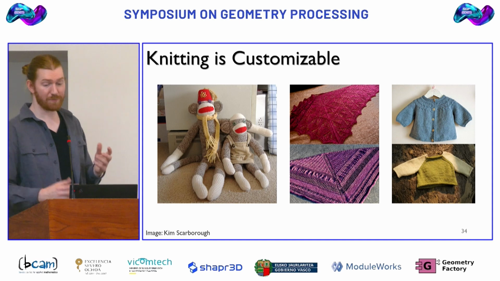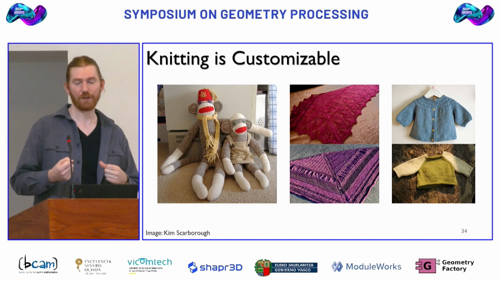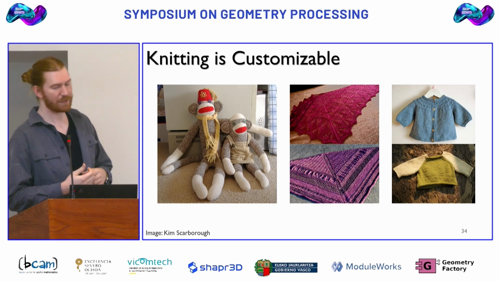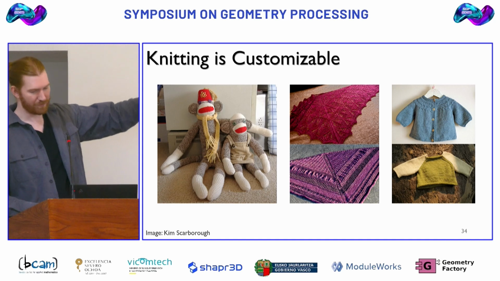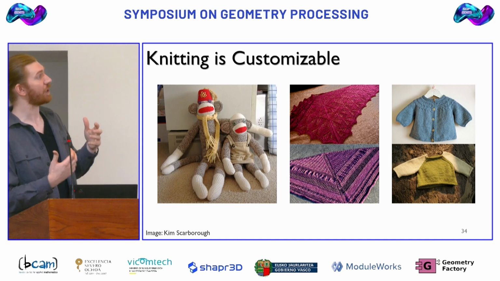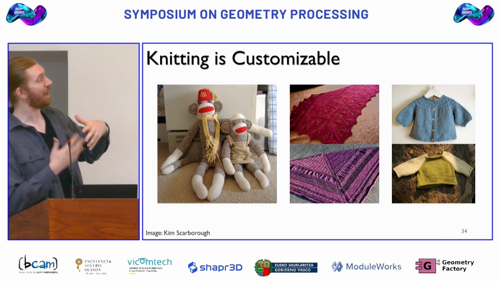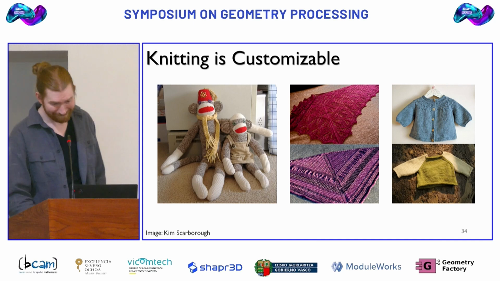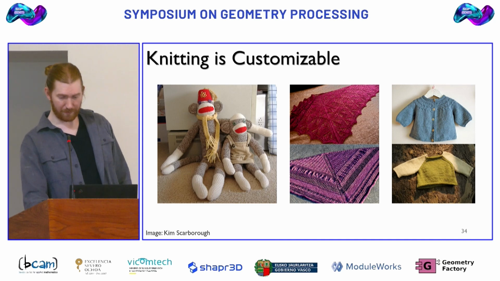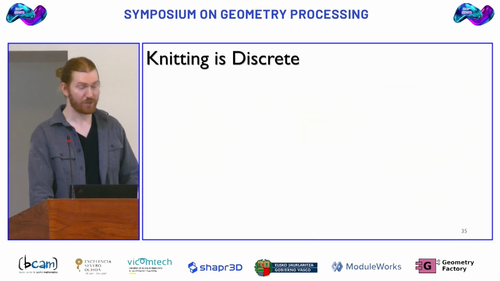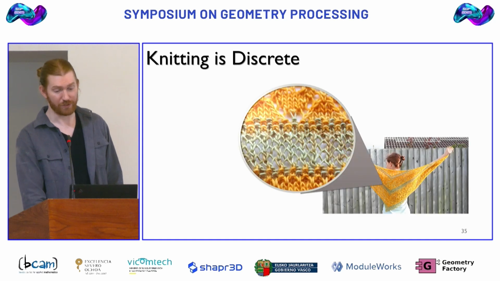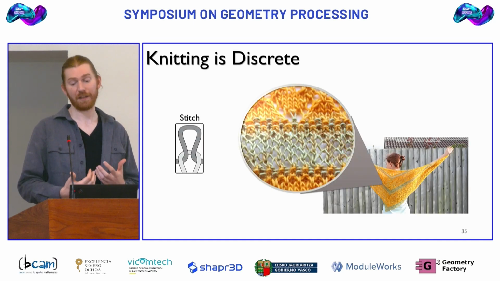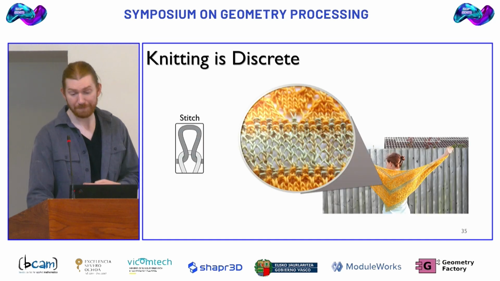Another way of viewing this motivation is this tension between the inherent customizability of knitting. Look at how these similar pairs of objects vary in size or texture and in their composition, how different pieces come together to form the object. And that has a tension with the discrete nature of knitting as individual stitches, which makes reusing and modifying patterns very time-consuming and difficult.